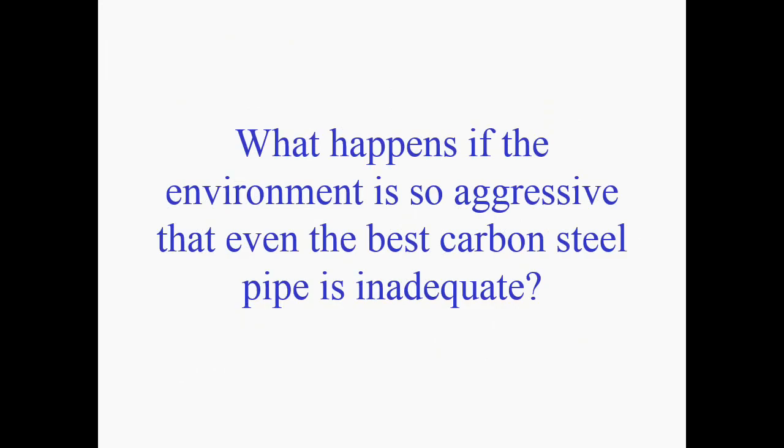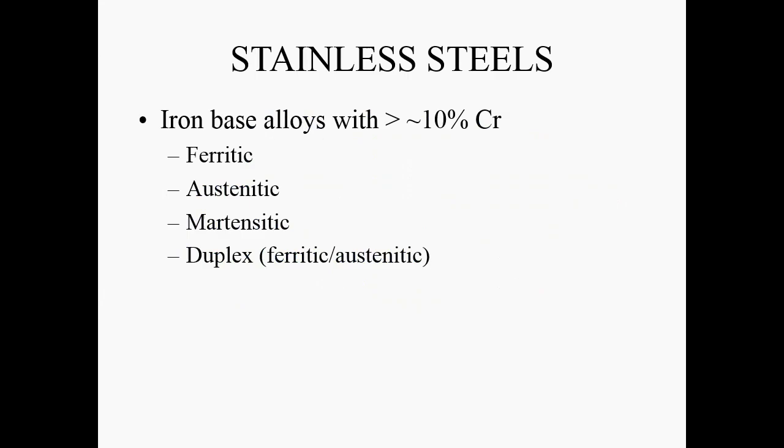So generally that's where we are, and even up for X80 pipelines in this country, we're not using anything unusual. But there comes a time, often at the wellhead and sometimes in processing facilities, where the environment is so aggressive that even the best carbon steel pipe can't be used. So what do we do then? Well, step number one is go for a corrosion-resistant steel. And so somebody will say, oh, let's use stainless steel.